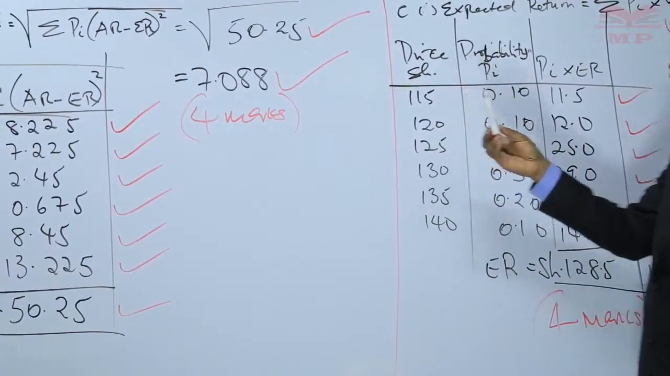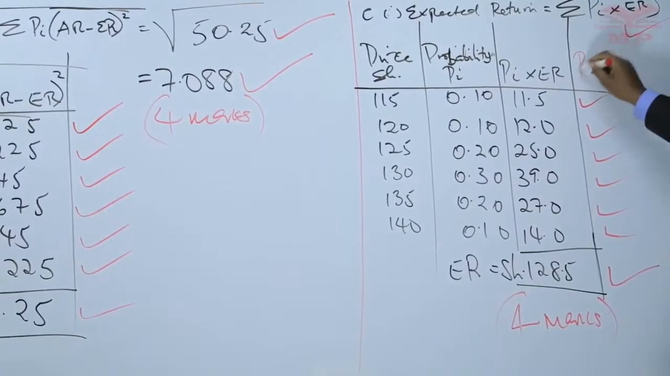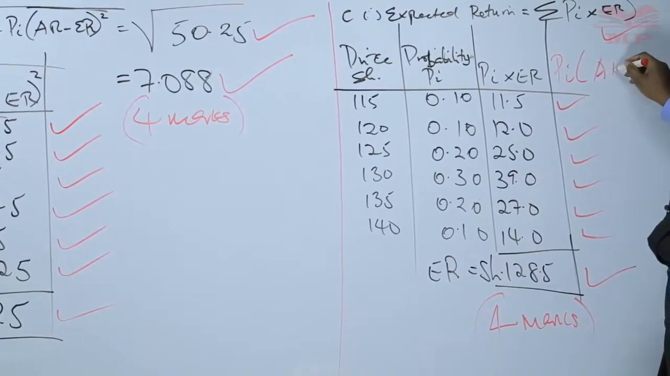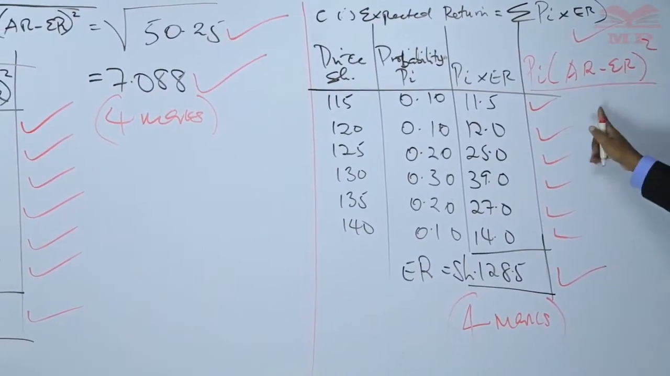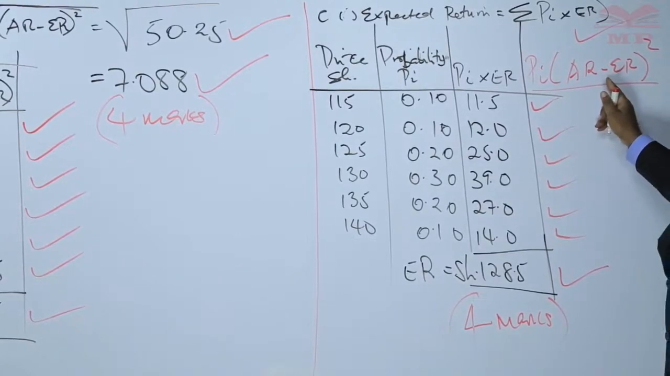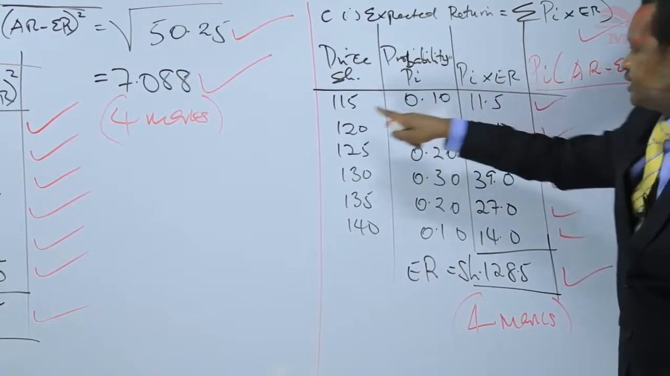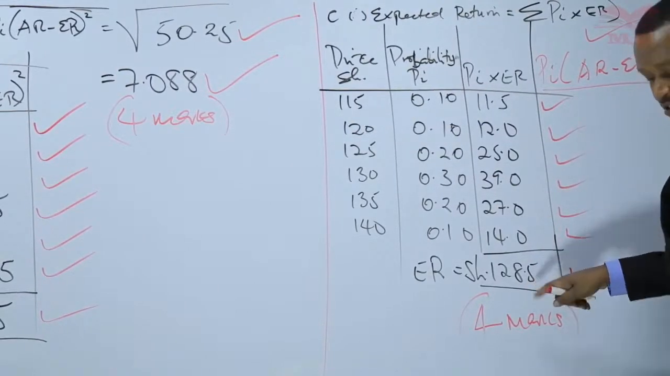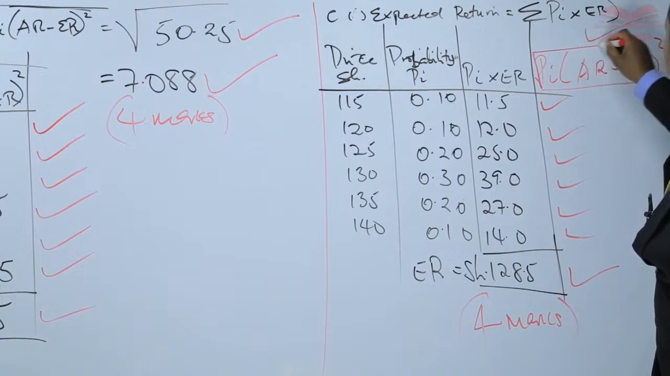Okay, so here, if I was in an exam, I would just come here and have the column Pi, probability, times actual return minus expected return, squared. So all I needed to answer part two is to have this formula here, because the probability, I have it here. The actual return, I have it here. The expected return, I have it here. This is supposed to be square root, okay?